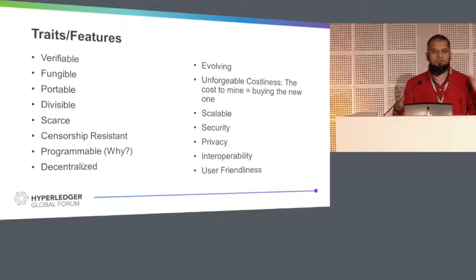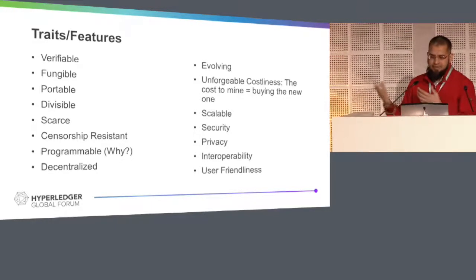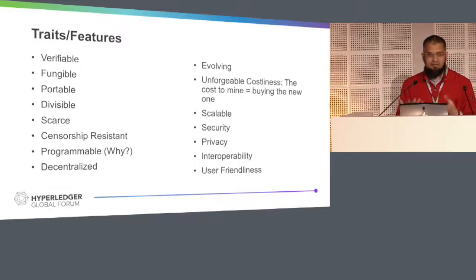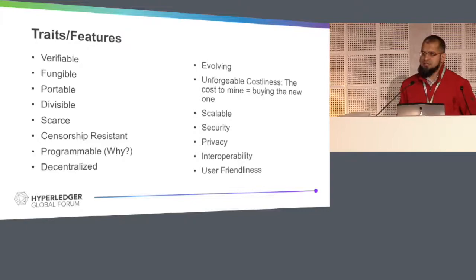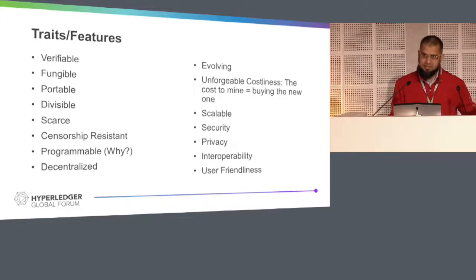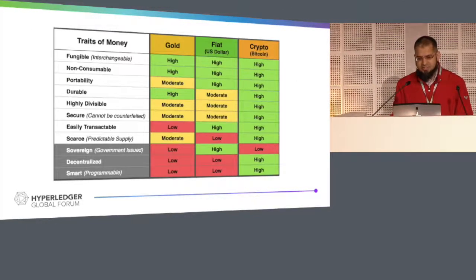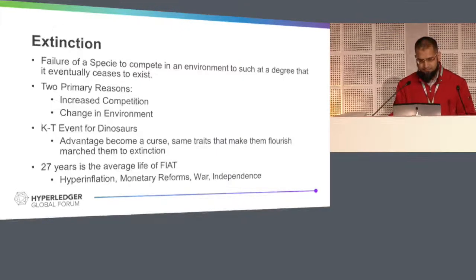You have to get all of the hashing power to corrupt something. You would rather buy the new coins. Scalable, clearly we need it. Security, privacy, interoperability, and user-friendliness. So these are the few features that we would like to see in the next currency or in the existing ones. So this is a chart. This is not by me. This is by somebody else. He compared gold, fiat, and cryptocurrencies, and clearly the government-based went out of favor for all of the DLTs and cryptocurrencies. We need decentralization, and we need smartness to be able to program that currency.